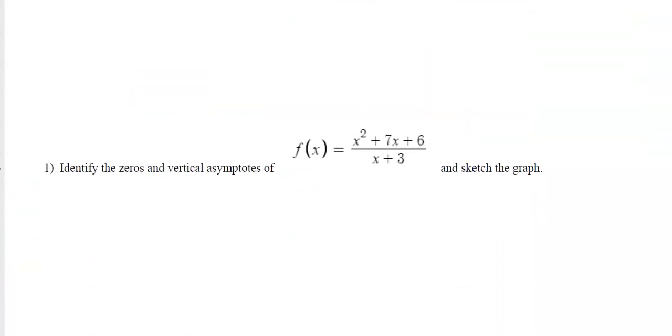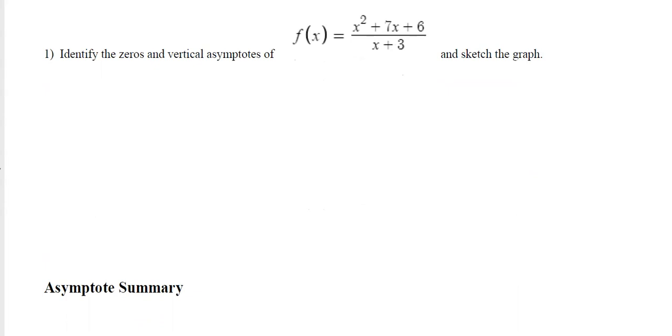Let's go down to this next one and see what we got going here. It says identify the zeros. So remember, zero is just another name for x-intercept, and the vertical asymptotes. So we need both of those. Well, the zeros are going to happen when the top equals 0. So the best thing to do is always factor this thing first. So this is really x plus 6 times x plus 1 all over x plus 3.